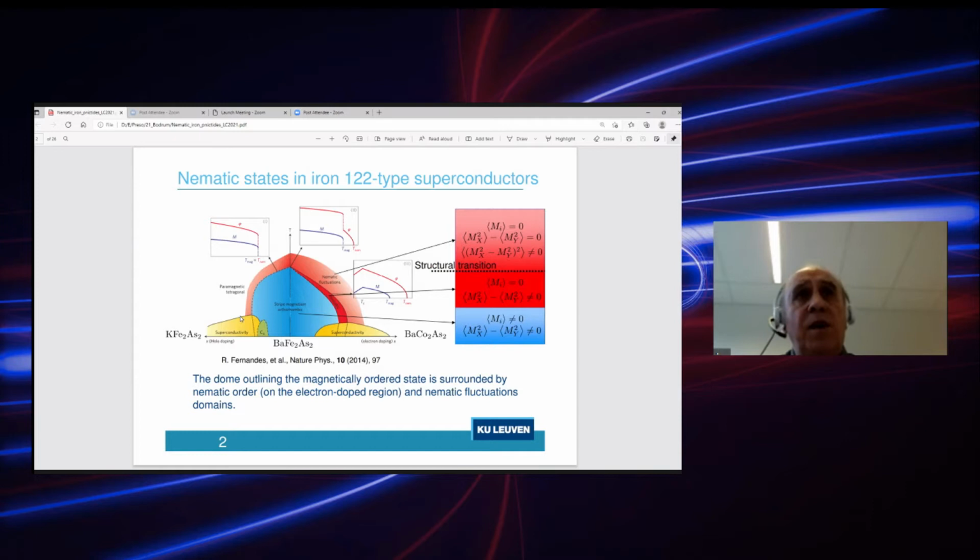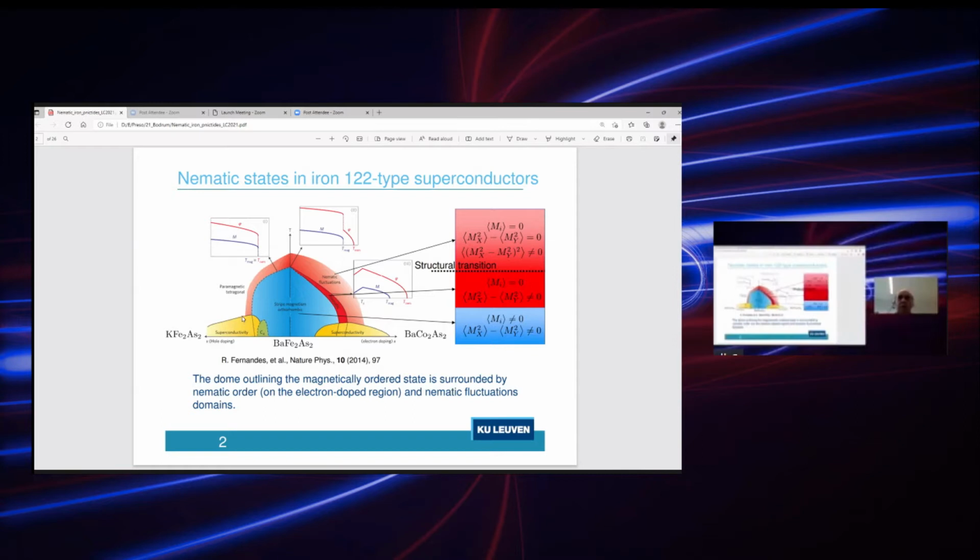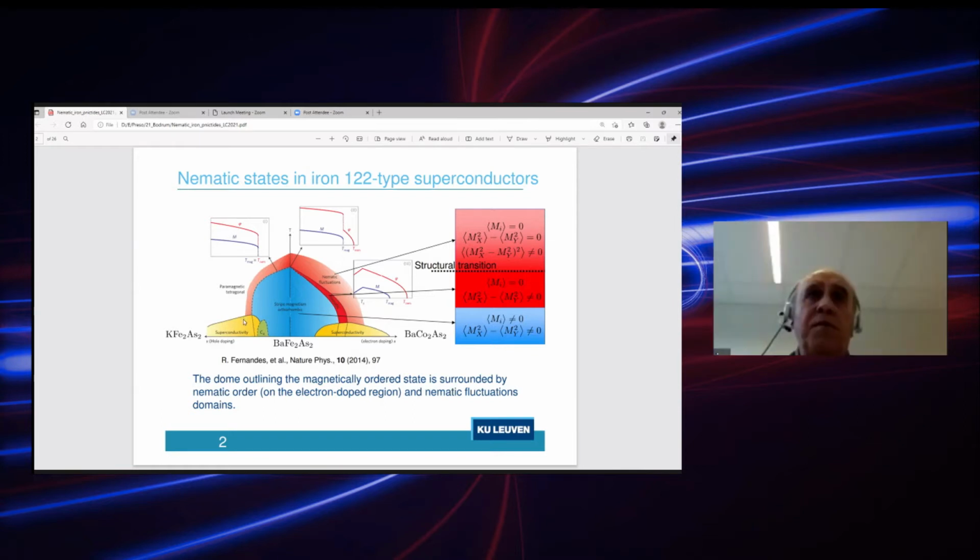We are interested in the domain of x equals 0.5, so it's 50% doping. It is close to optimal hole doping, but it is to the left. In this domain, we don't have any of this symmetry breaking. We don't have orthorhombicity in any aspects. We don't have even important nematic fluctuations. So we have a pure tetragonal phase. In this domain, we measure for this compound the magnetoresistance and the second critical field.